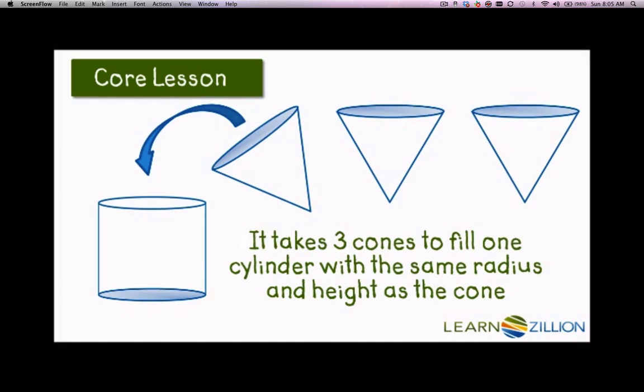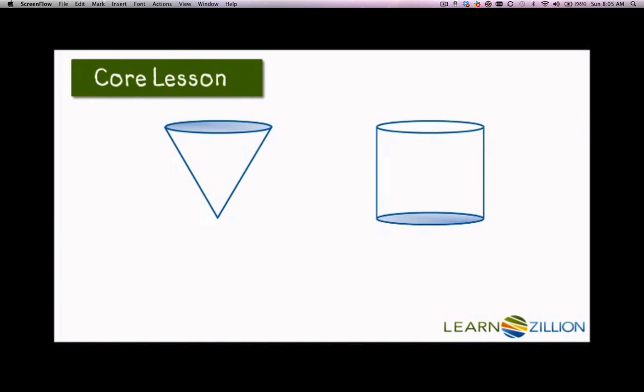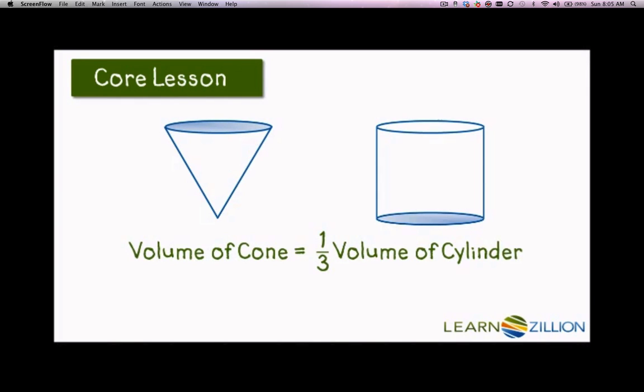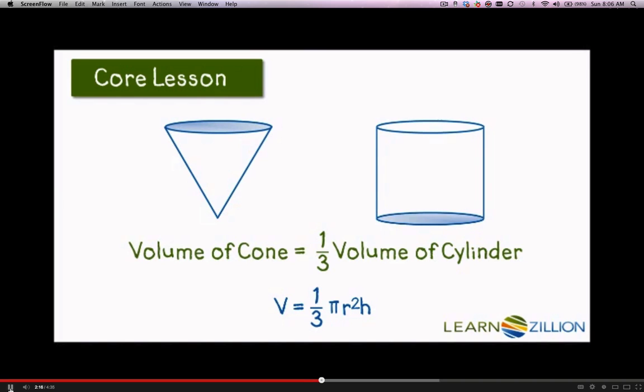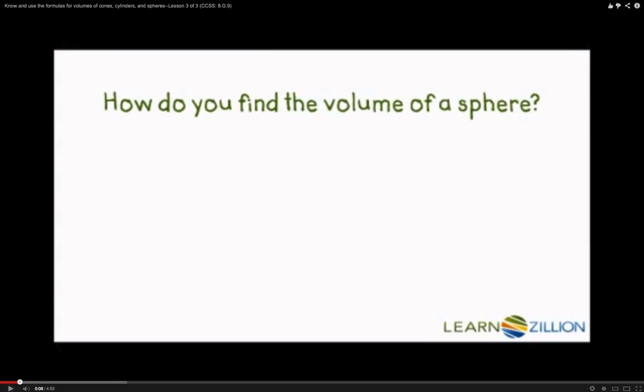This will help us now determine the formula for volume of a cone. So here again we have the cone and the cylinder with similar dimensions. The volume of the cone is 1/3 of the volume of the cylinder because it takes 3 cones to fill the cylinder. So, since the volume of the cylinder is pi r squared h, we can now conclude that the volume of the cone is 1/3 pi r squared h.